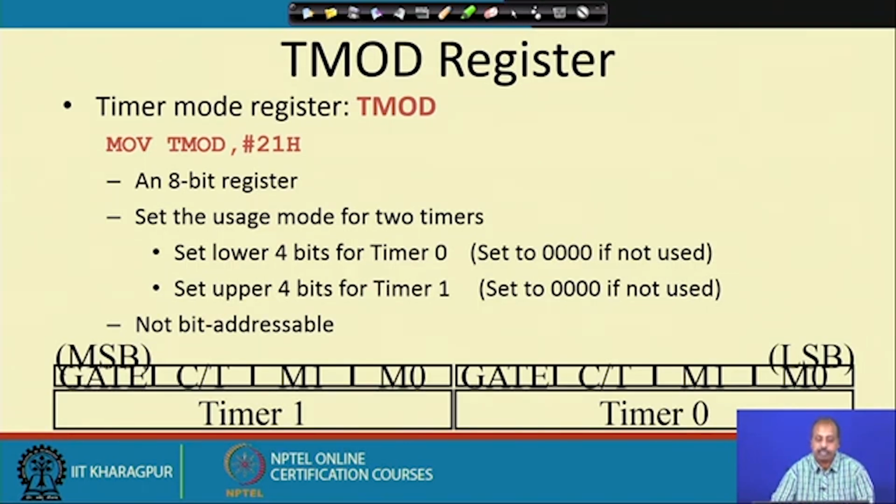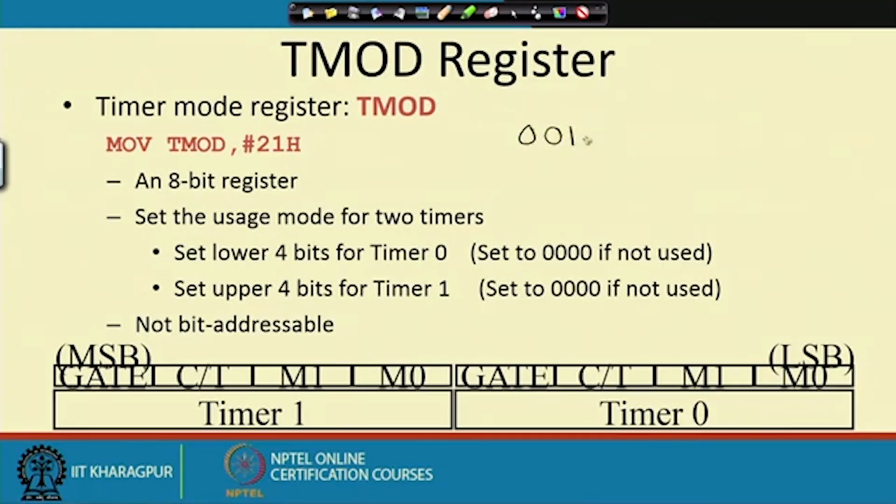So, this is one 8-bit register, and the lower 4 bits can be used for timer 0 and the upper 4 bits for timer 1. If you are not using the lower 4 bits, you should set these values to all 0, and if you are not using the upper 4 bits, then you should set all these upper 4 bits as 0. But it is not bit addressable. Okay. So, unlike other registers where I can set or reset these bits individually, here we cannot do that. So, we have to prepare the 8-bit pattern in some accumulator, and then move that pattern to this TMOD register, or we can use absolute addressing.